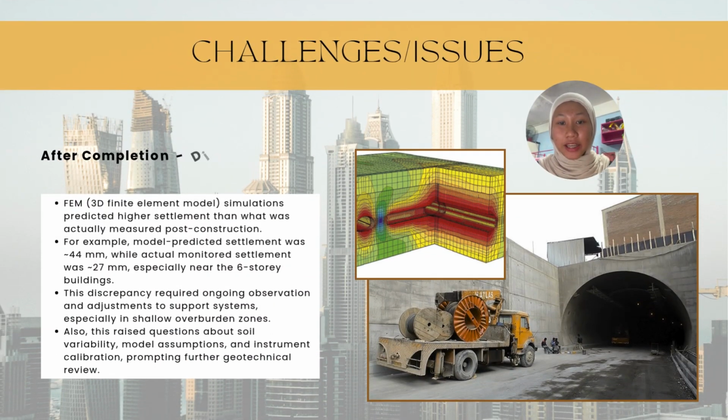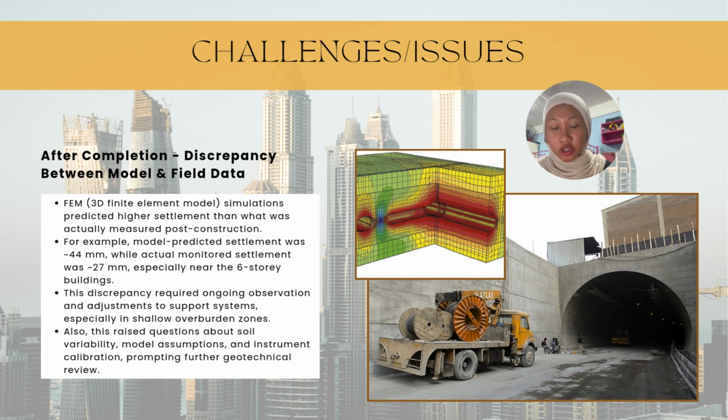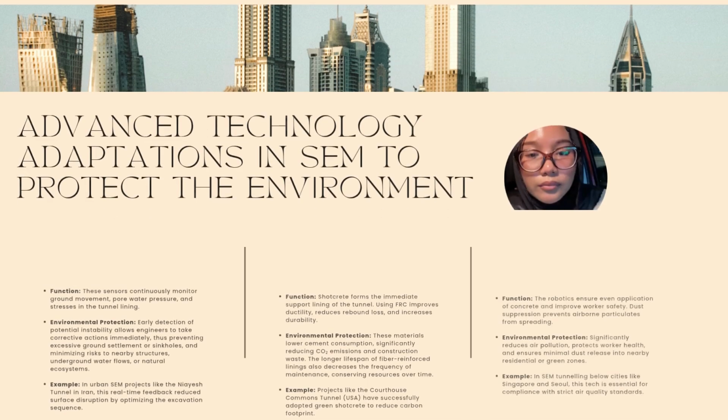Post-construction monitoring revealed a gap between simulation prediction and actual field data. While the 3D FEM estimated about 44 millimeters of settlement, field measurement near a 6-story structure showed just about 27 millimeters. This discrepancy required calibration of instruments and reassessment of model assumptions. Continuous observation, especially in shallow overburden zones, became essential to ensure structural safety and address soil variability. This finding underscored the importance of integrating field feedback into predictive modeling.